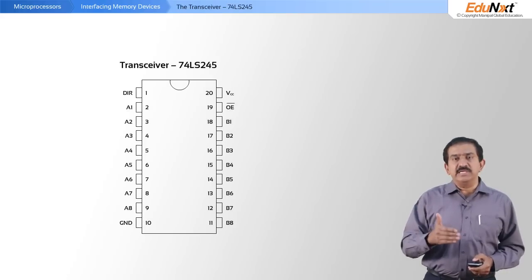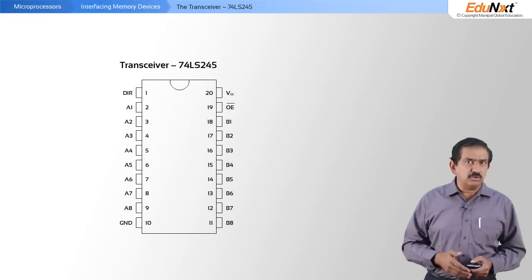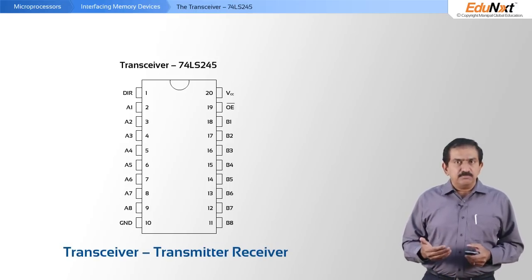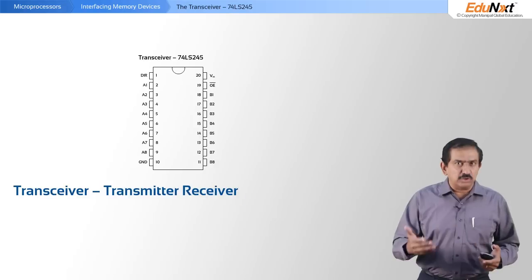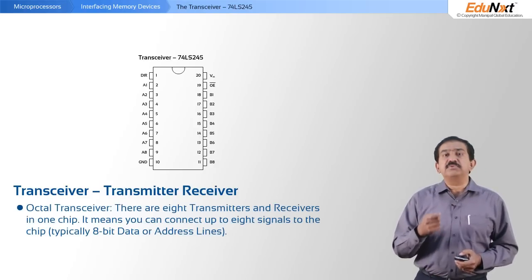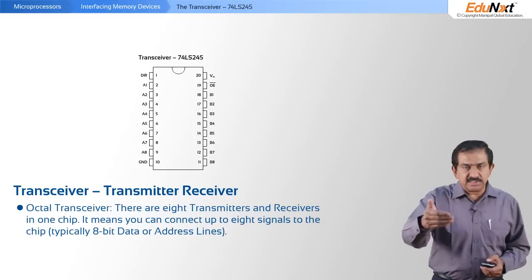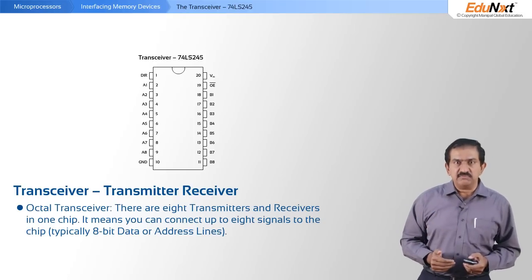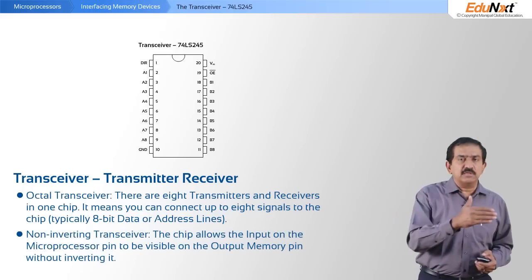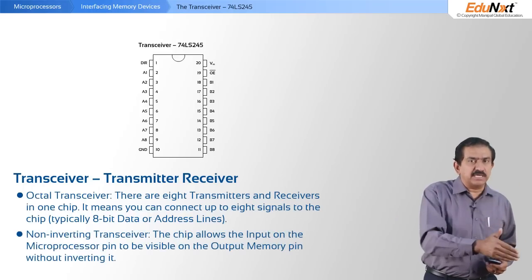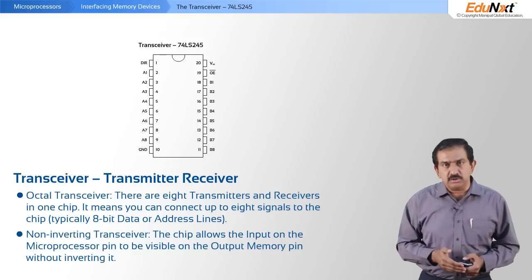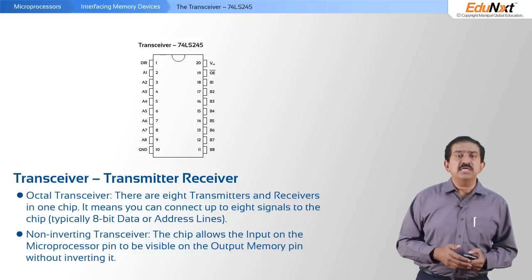The last device you would need to interface processors is something called the transceiver, the 74LS245. The transceiver is a transmitter receiver, and in this case again it is octal, so there are 8 transmitters and receivers in one chip. Why do you need transceivers? Typically for the data bus, because the processor can write data to a memory or it can read data from a memory. And it is a non-inverting transceiver, and that's good because whatever is seen on the microprocessor pin must be seen on the memory pins, and whatever is seen on the memory pins must be seen on the microprocessor pin. So it is a non-inverting transceiver.